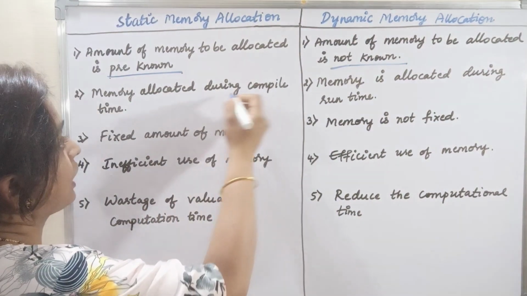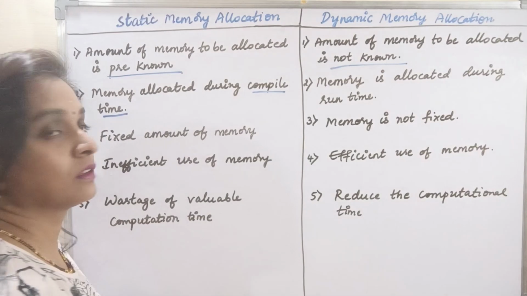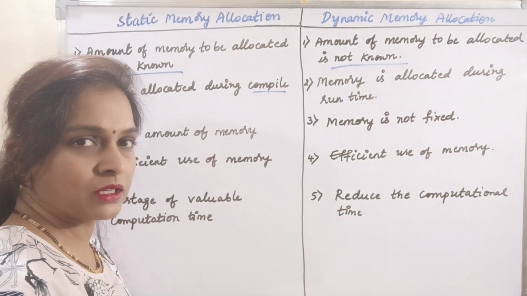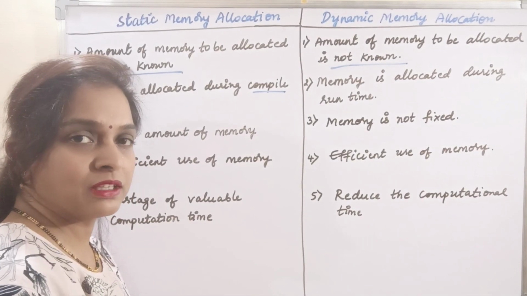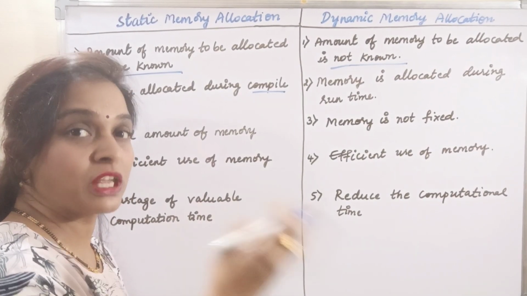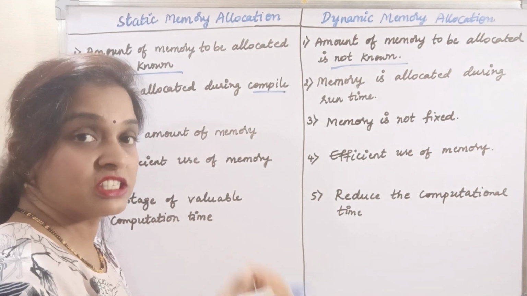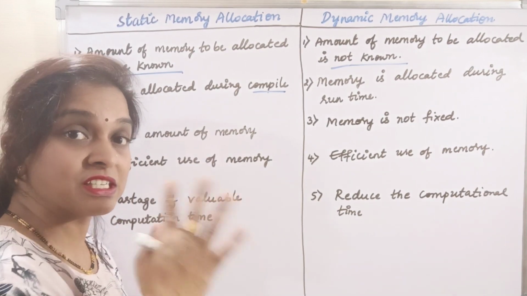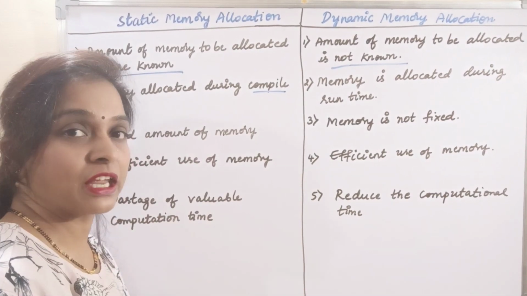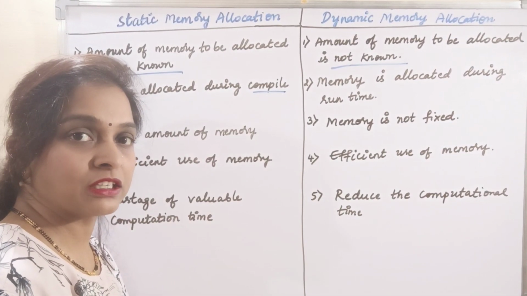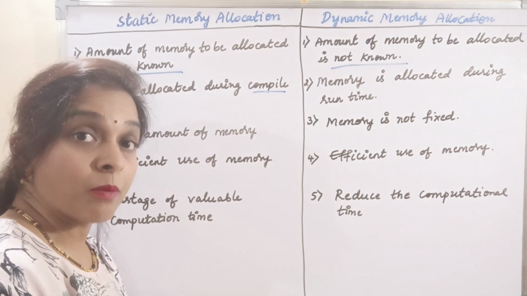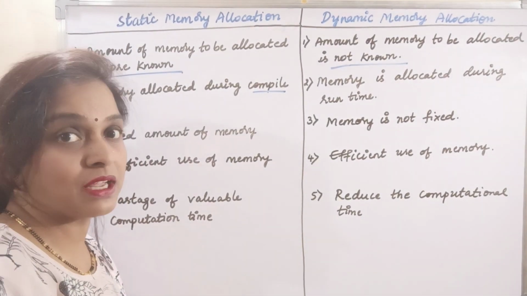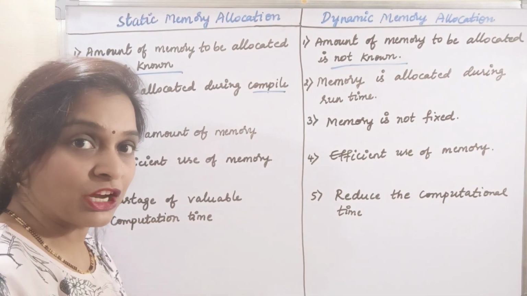Next, memory allocated during compile time. When we try to understand a program, we always say that during compilation the memory is allocated like this, the memory is given to these variables. So if memory is allocated during compile time, it is static allocation. Actually, all the memory will be allocated during runtime itself, but the amount of memory to be allocated is fixed during compile time, that is, during the compilation of the program.